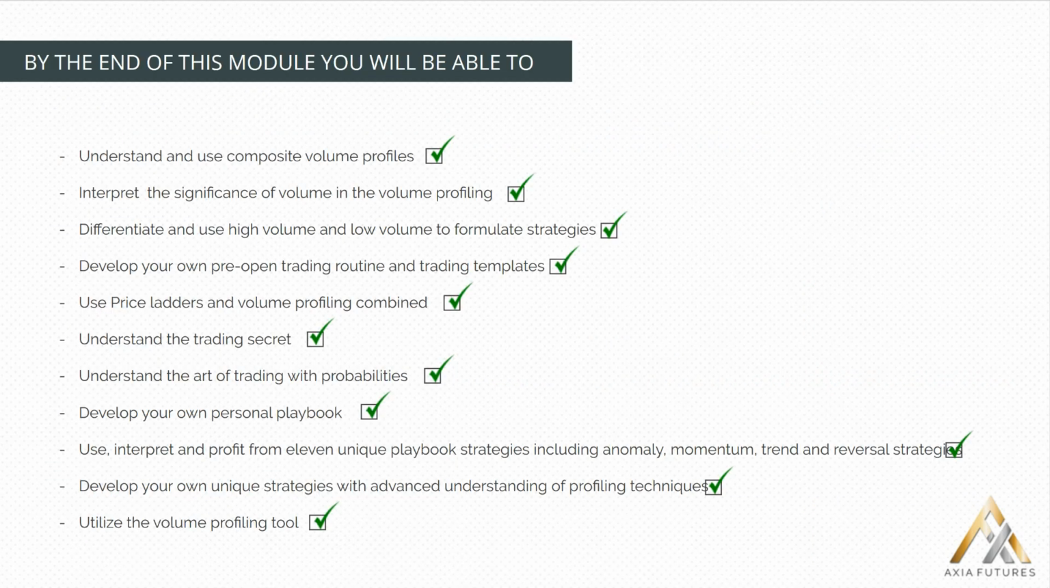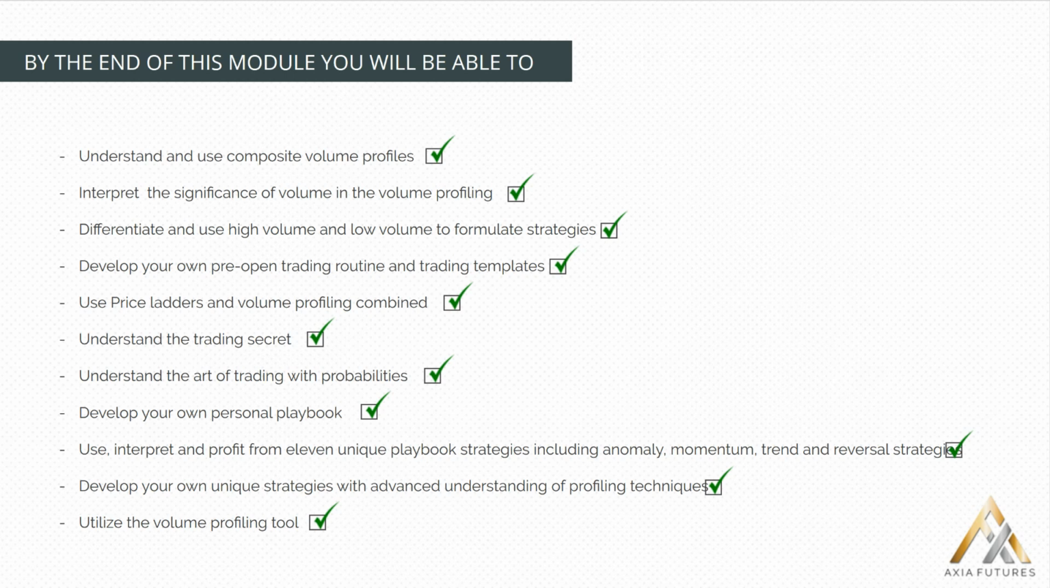So what will you be able to achieve once you finish Module 3? Firstly, you should understand and be able to use composite volume profiles. You should be able to interpret the significance of volume in the volume profile. You should then be able to differentiate and use high volume and low volume to formulate various strategies. You should be able to develop your own pre-open trading routine and trading templates. Then you should have a basic understanding of how the price ladder works and how you can use price ladders with volume profiling. You should then also be able to understand what I mean by the trading secret.